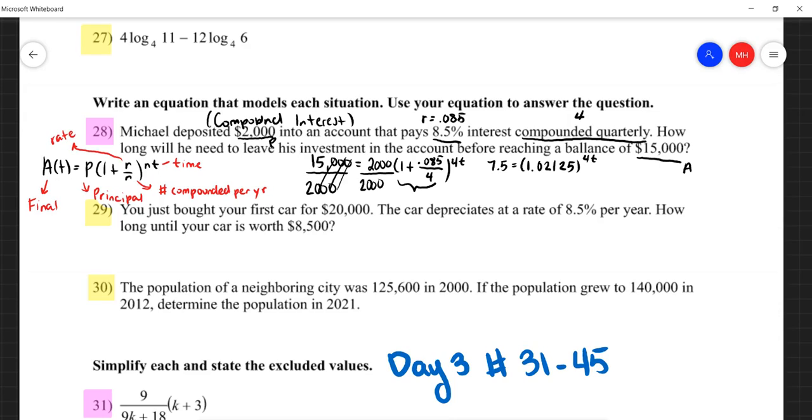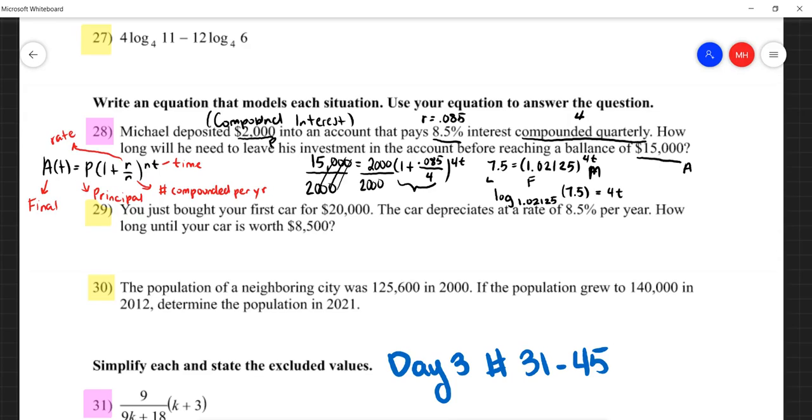The last thing we worked on was exponentials. So when my variable is in the exponent, I do need to convert it. This is an exponential, so the opposite of exponential, its inverse, is a log. So here's my first, middle, last if I am in exponential form. So this becomes log base 1.02125 of 7.5 equals 4 times t.